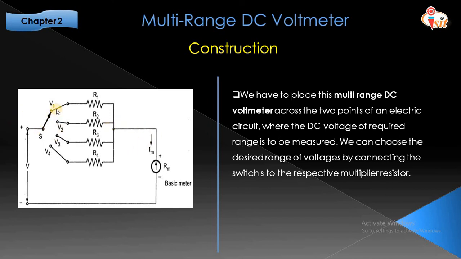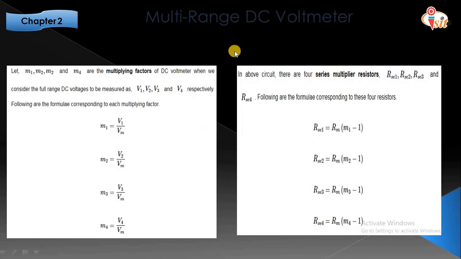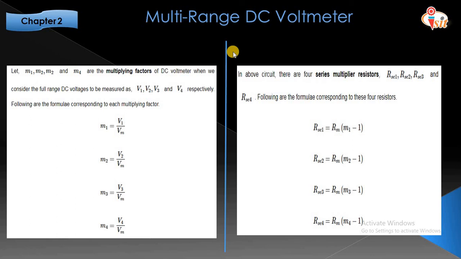Suppose switch S is at position number 1, then we can select a different range. Suppose it is at position number 2, then we can select different voltage ranges. That's why the name became multi-range. Here again the same permanent magnet moving coil is used for measurement of voltage. Now in the next slide, what is a multi-range DC voltmeter?